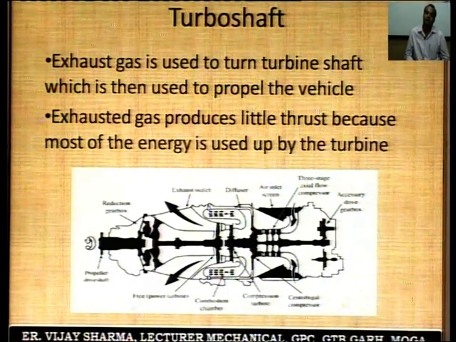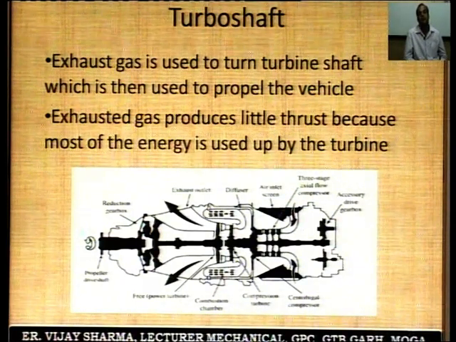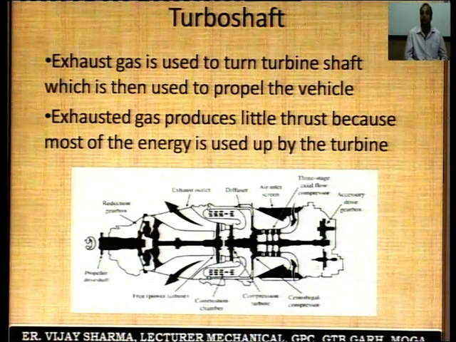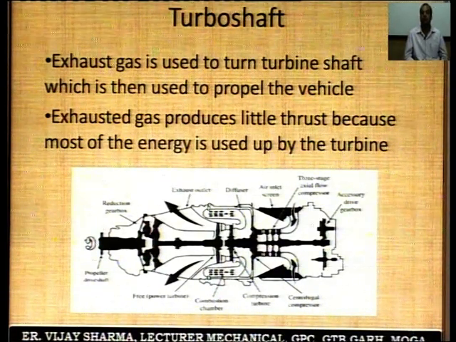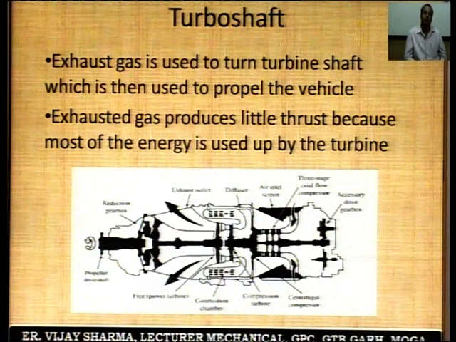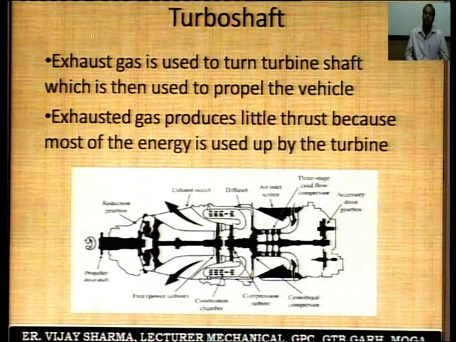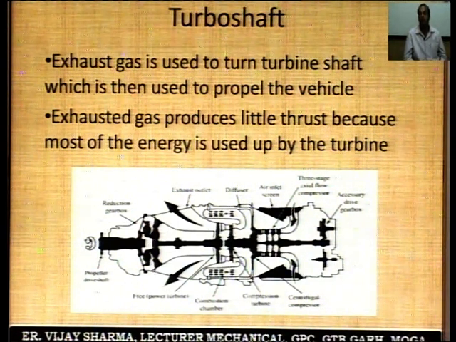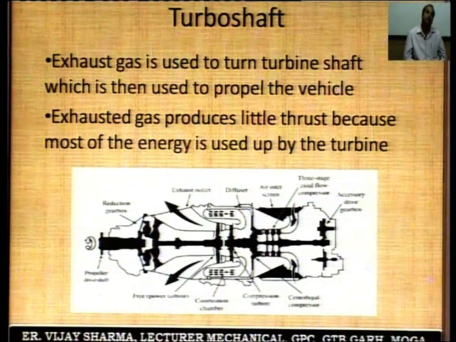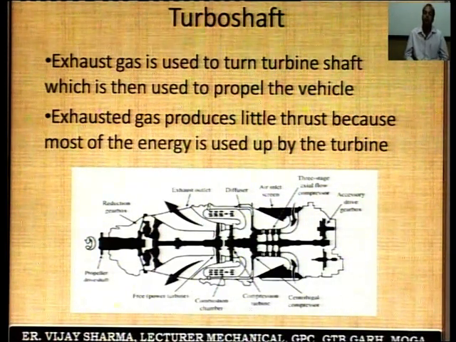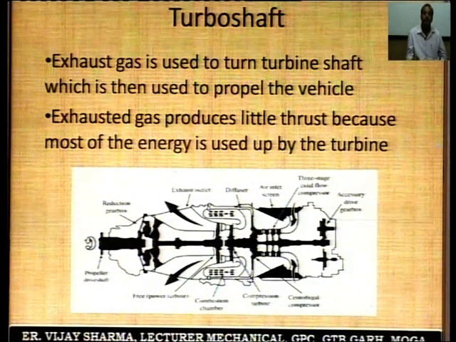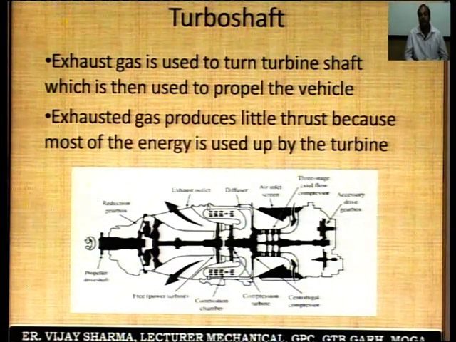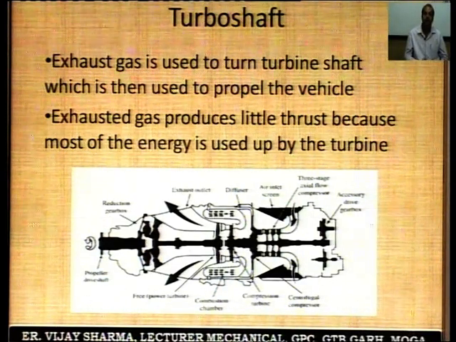Next is the turboshaft engines. In these engines, exhaust gases are used to turn the turbine shaft, which is then used to propel the vehicle. It is a combination of some other engines. The next point is exhaust gases produce little thrust because most of the energy is used up by the turbine. Below the slide, you can see the schematic diagram of a turboshaft engine.